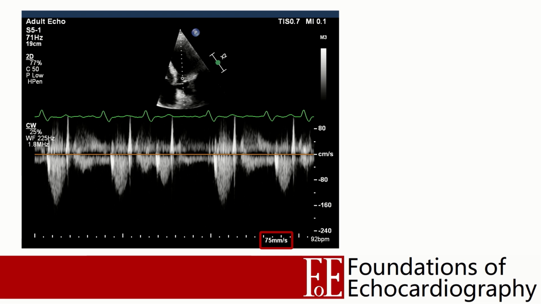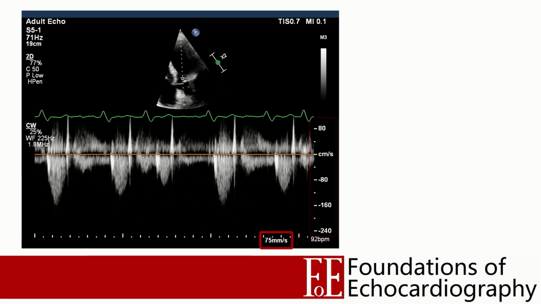In this still, our patient is in atrial fibrillation, with quite varied cycle lengths, resulting in beat-to-beat variation in flow velocities. By choosing a middling sweep speed of 75 millimeters per second, we can display approximately 5 cardiac cycles, which highlights the variability which is present.